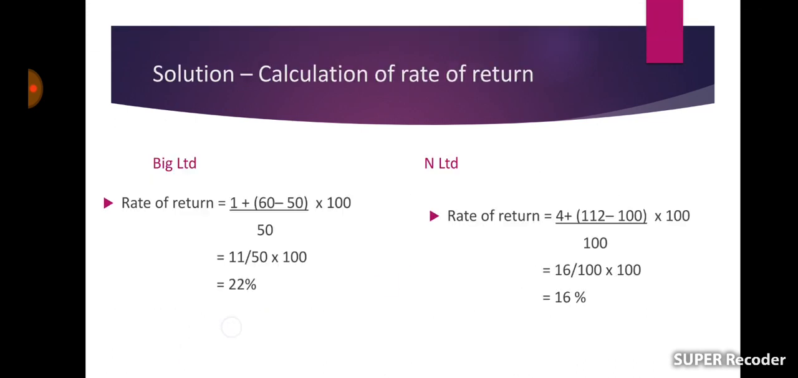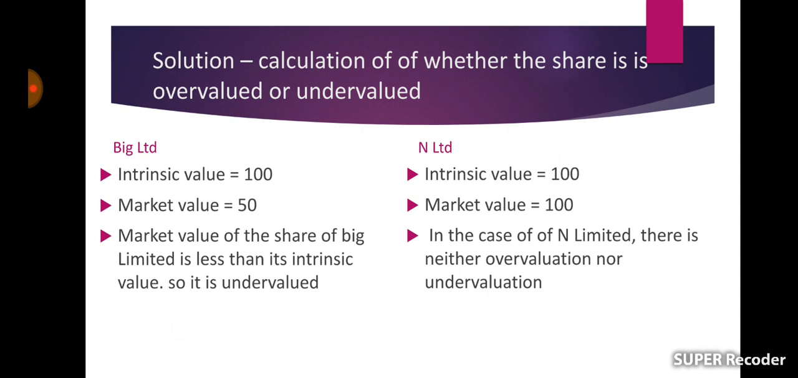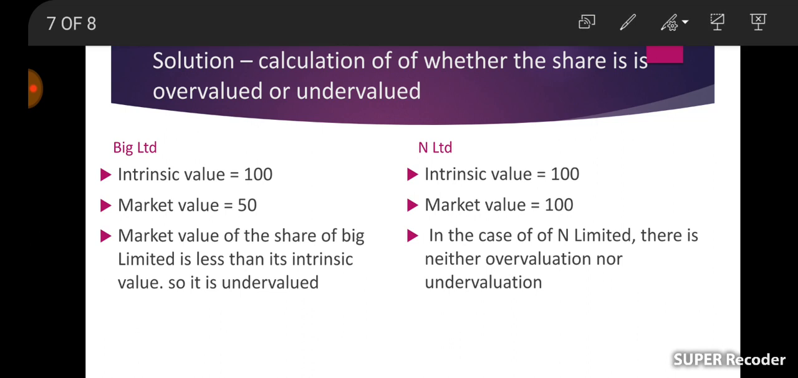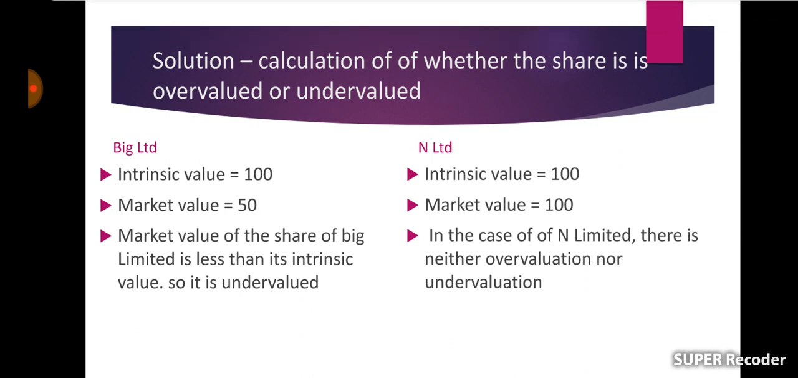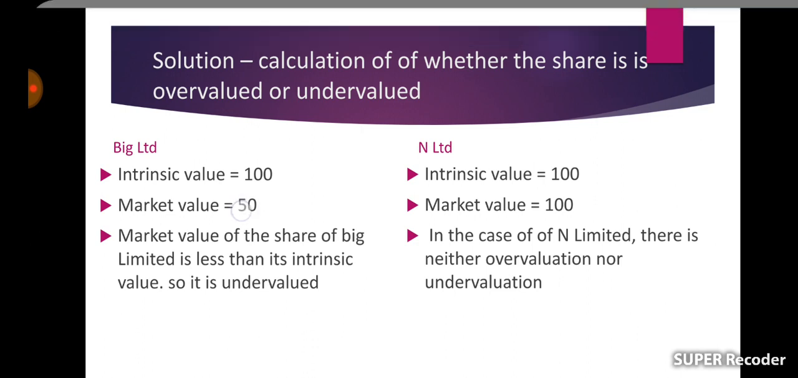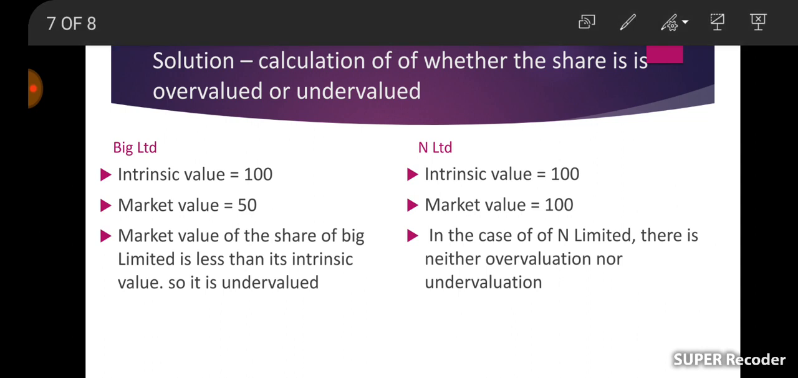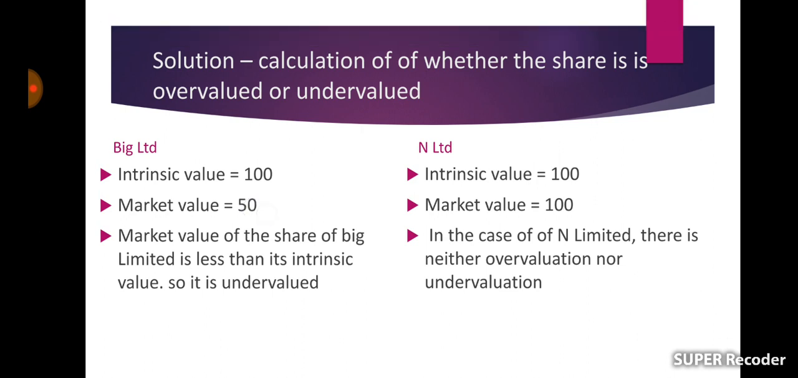Whether the share price is underpriced or overpriced, overvalued or undervalued, we can identify by comparing this intrinsic value with market value. So in the case of Big Limited, intrinsic value is equal to 100 and market value is equal to 50. So the market value of Big Limited, only 50, is less than the intrinsic value. So it is underpriced, or undervalued.